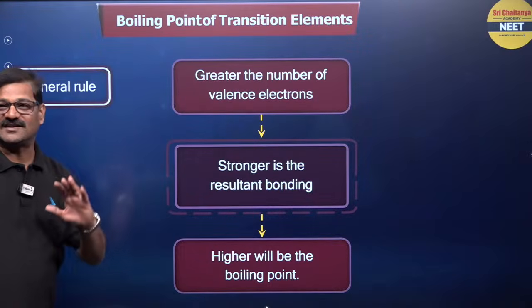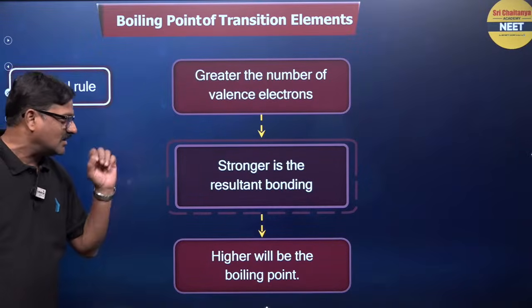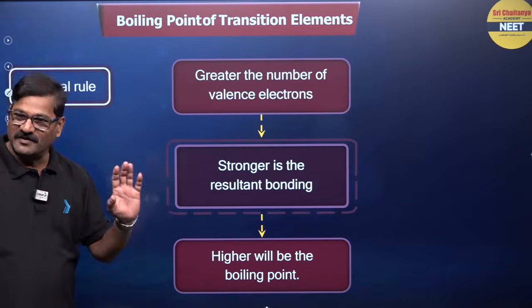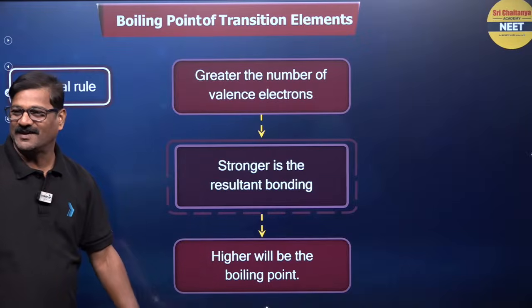The greater the number of valence electrons, the stronger is the resultant bonding. So the higher will be the boiling point. Everything is related here. Right?